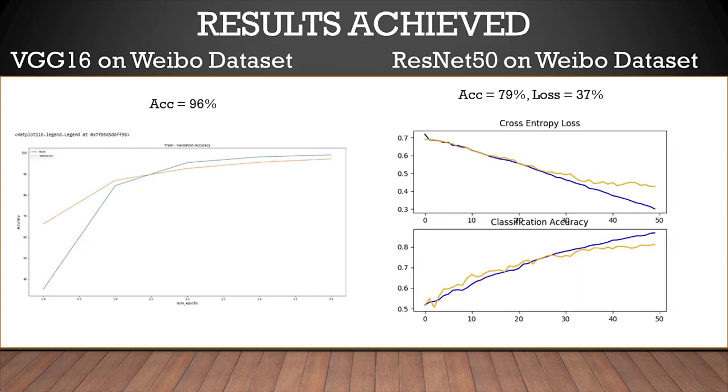After that, we come to the results achieved using the pre-trained models VGG16 and ResNet50. As we can show, on the VGG16 with the Weibo data set, which contains rumor and non-rumor images, we are getting an accuracy of up to 96%. On the other hand, with ResNet50, we are getting an accuracy of 79% and a loss equivalent to 37%.